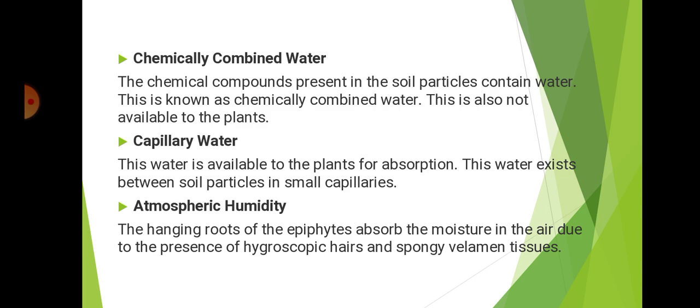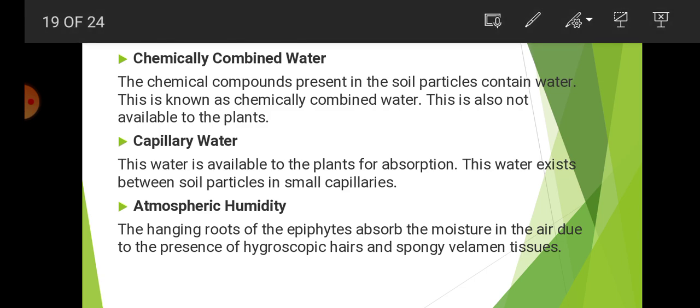And fourth one is capillary water. This water is available to the plants for absorption. This water exists between soil particles in small capillaries. And fifth one is atmospheric humidity. The hanging roots of the epiphytes absorb the moisture in the air due to the presence of hygroscopic hairs and spongy velamen tissues.